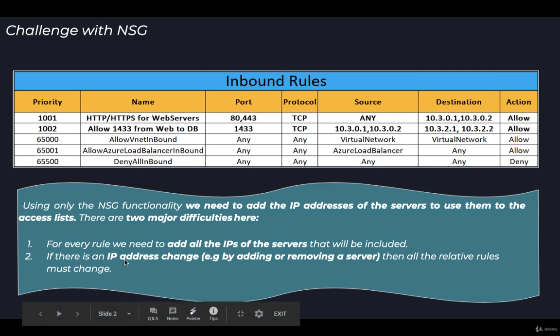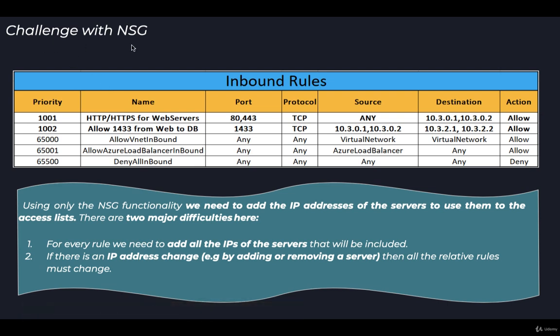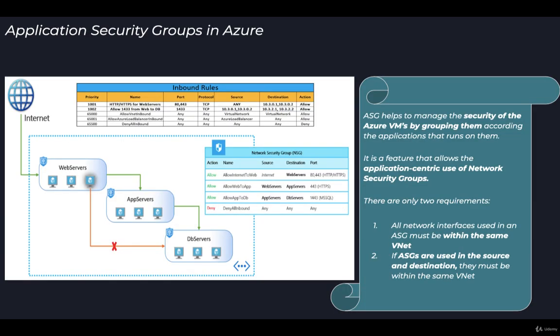So that is the difficulty with the NSG. If you remember, in the NSG we discussed that within the source and destination you can mention an IP address, CIDR, as well as an application security group. So we are trying to understand the application security group in the case of the NSG, and how we can solve this challenge. We solve it by grouping the servers according to the application that runs on them.